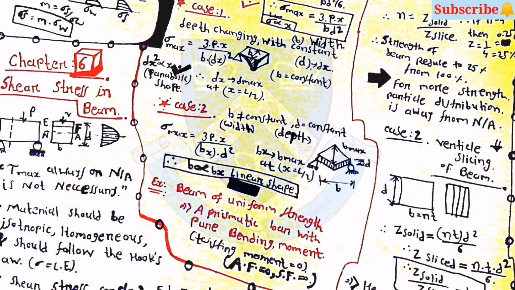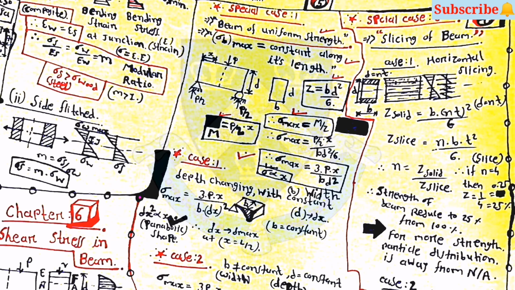The example is a beam of uniform strength and a prismatic bar with pure bending moment. Then for the second special case, the slicing of beam. Here the first case is horizontal slicing.